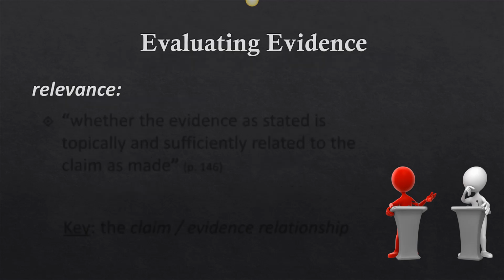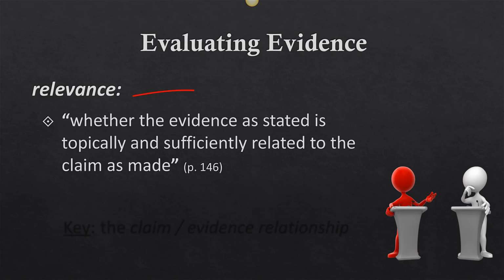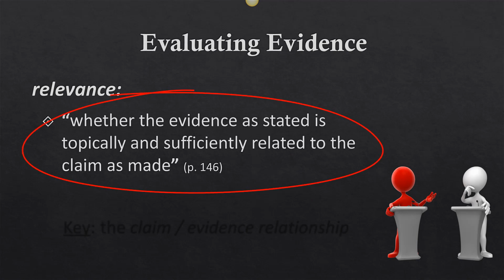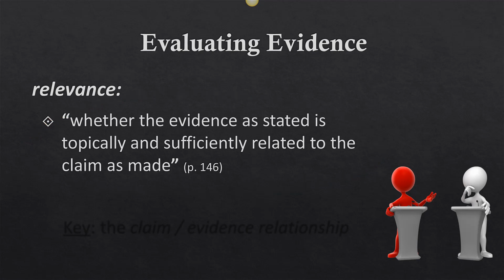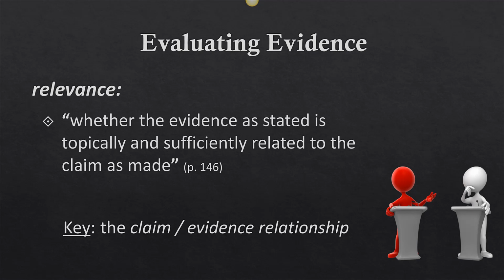The next test we need to consider is relevance: whether the evidence is stated as topically and sufficiently related to the claim as made. This is a pretty straightforward test, you might imagine. The idea here is looking at the claim-evidence relationship and trying to determine, if you are to accept a claim, does the evidence that's being used to support the claim have anything really to do with the claim in the first place? Now, you would imagine who in the world would ever want to present evidence that doesn't have anything to do with their claim in order to support their claim? The thing is, it happens a lot.